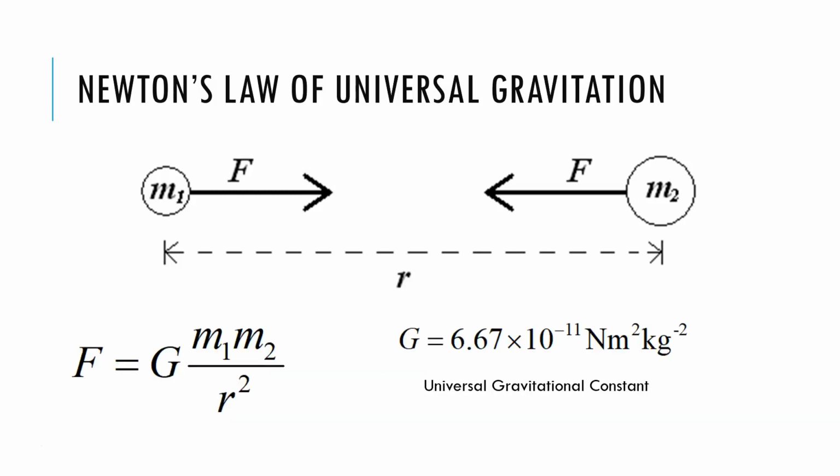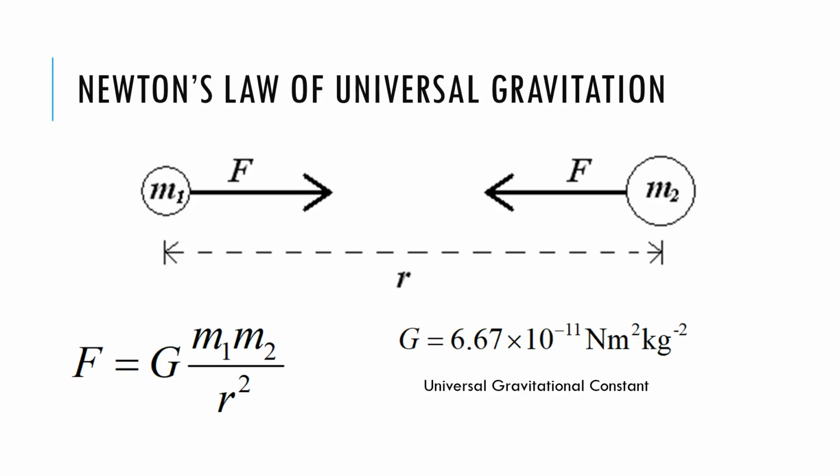So how do we formulate this? Well, we normally express it like this. You can see in this diagram we've got two masses, m1 and m2, separated by a distance r, and the magnitude of the force of gravity can be calculated using the formula shown in the bottom left corner. F equals G m1 m2 over r squared, where G is Newton's universal gravitational constant, which has a size of 6.67 times 10 to the negative 11, and that is universal. That is the same everywhere in the universe.